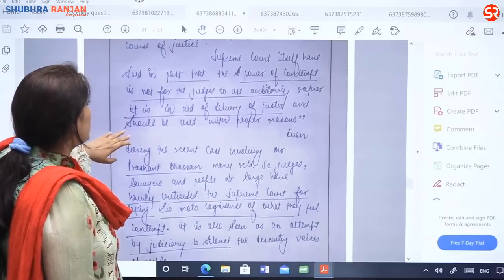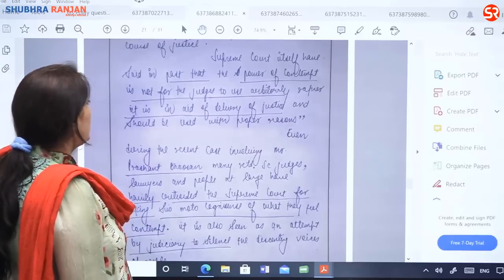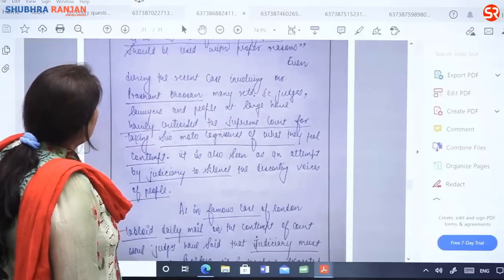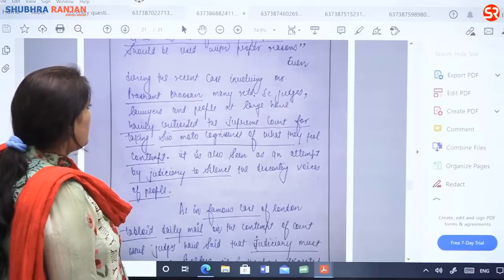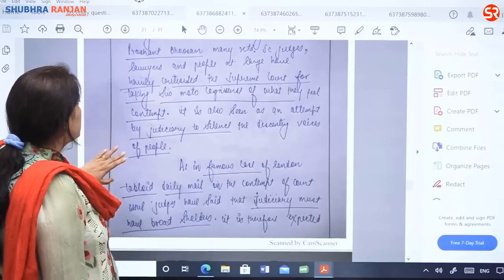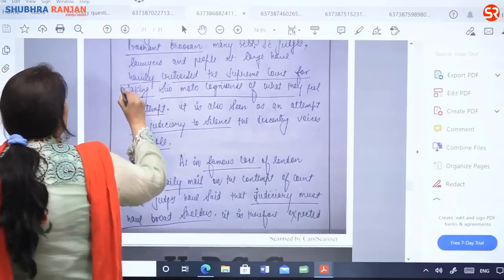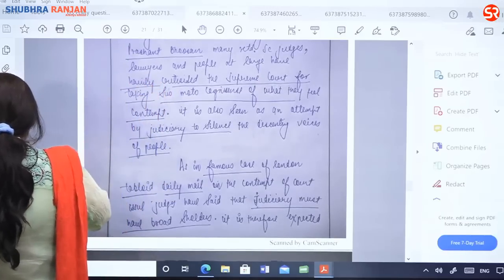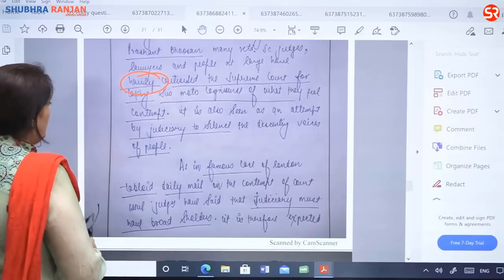The Supreme Court itself has said in the past that the power of contempt is not for judges to use arbitrarily, rather in the aid of delivery of justice. Very good answer. In the recent case, including Prashant Bhushan, many retired Supreme Court judges, lawyers and people at large have heavily criticized the Supreme Court. Don't use such adverbs and adjectives. You should write in a more neutral way.